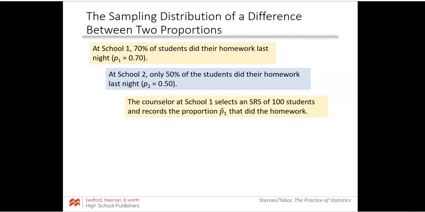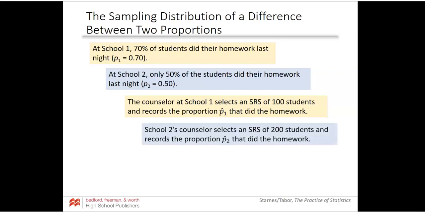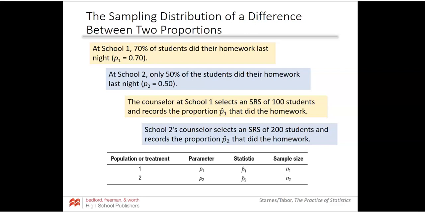The counselor at school one selects a simple random sample of 100 students, records that proportion that did their homework. Counselor at school two takes a simple random sample of 200 students and records that. Those are sample statistics, just to remind you. Those are the names we're going to use to refer to those different things. So there are two different populations. We're calling them population 1 and 2, school 1 and school 2. Parameters are dealing with the population, 0.7 and 0.5. Statistics are whatever proportion we got when we took those samples, and sample sizes N1 and N2. So just so we know how to refer to those particular things.